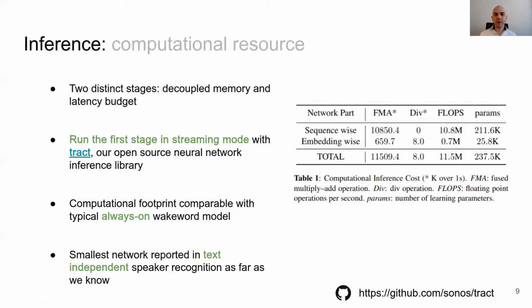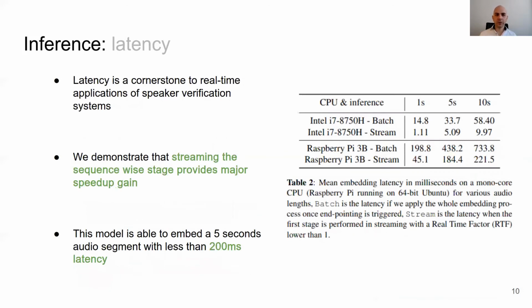Separating the model in two distinct stages allows to set decoupled memory and latency budgets. Thanks to Tract, our open source neural network inference library, we are able to run the first stage in streaming mode. In this table, we show computation and number of parameters involved in the different stages. To the best of our knowledge, it is the first time such a tiny network is proposed for text-independent speaker recognition. While computational resource is essential to know on which device the system can run, latency is the cornerstone of real-time applications.